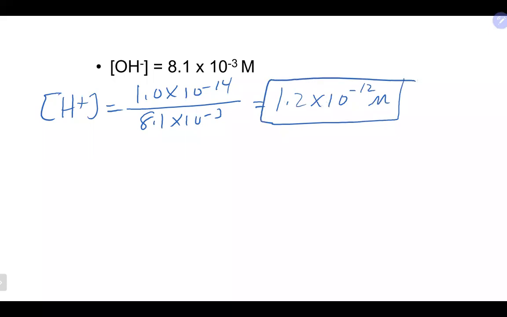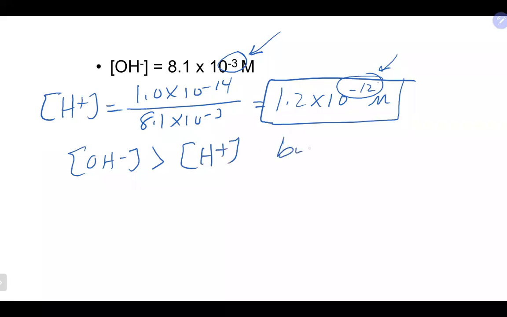In this case, which one is larger? You could compare this number to this number, and it is this number. Again, it's only 3 places to the left with zeros. This guy is 12 places to the left with a bunch of zeros, which makes it a much smaller number. In this case, the OH minus is larger than the H plus, and that's going to mean that this guy is going to be basic. Any questions on that there?